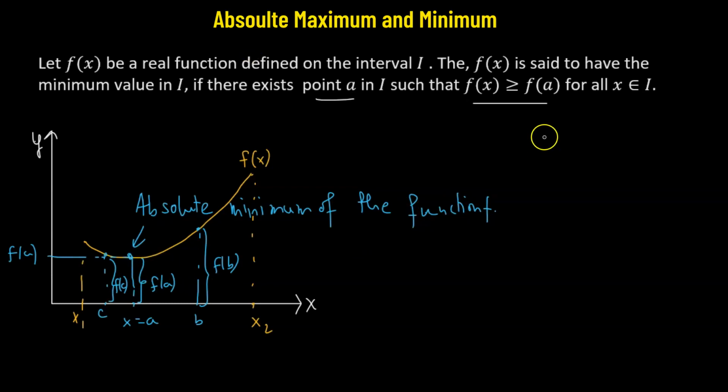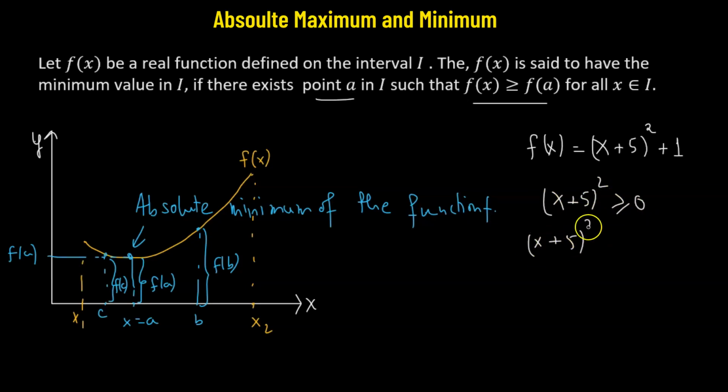Let's understand this with the help of an example. Let's say we have a function f of x which is given by (x plus 5) squared plus 1. We know that (x plus 5) squared is always going to be a non-negative number. So if we add 1 to both sides, we have (x plus 5) whole squared plus 1, which is exactly the function f of x.